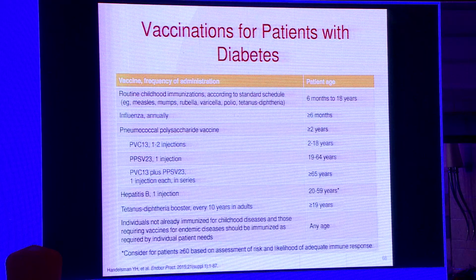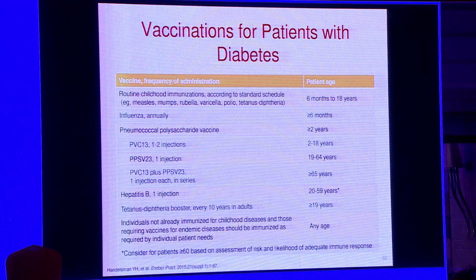So the vaccinations which are generally recommended are summarized in this slide. All diabetics require an annual influenza vaccine, and a pneumococcal vaccine depending on the age. If it is less than 65, it is a polysaccharide vaccine. If it is more than 65, a conjugate followed 1 year later by a polysaccharide vaccine. Hepatitis B vaccine is also recommended.